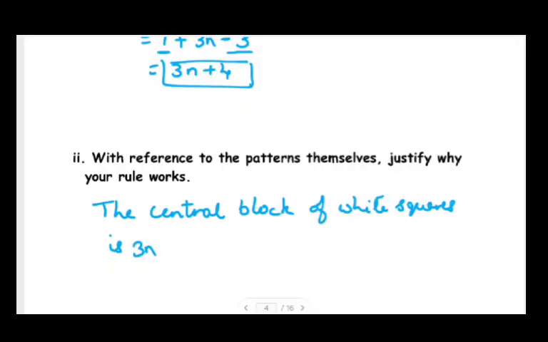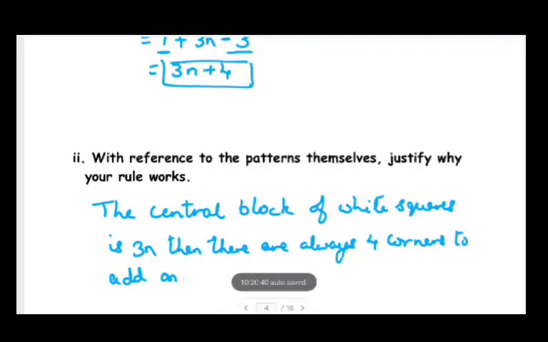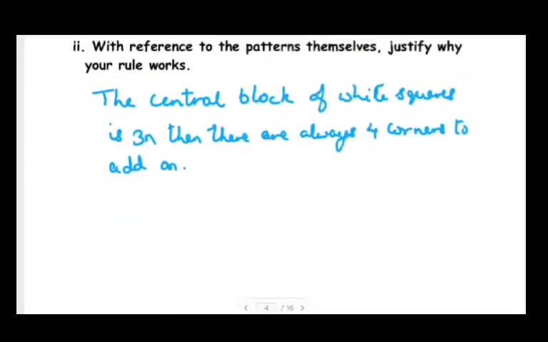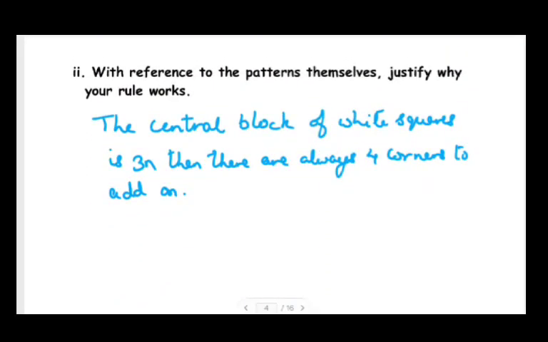And then what happens? 3n, then there are always 4 corners to add on. So that's how you will justify your answer.